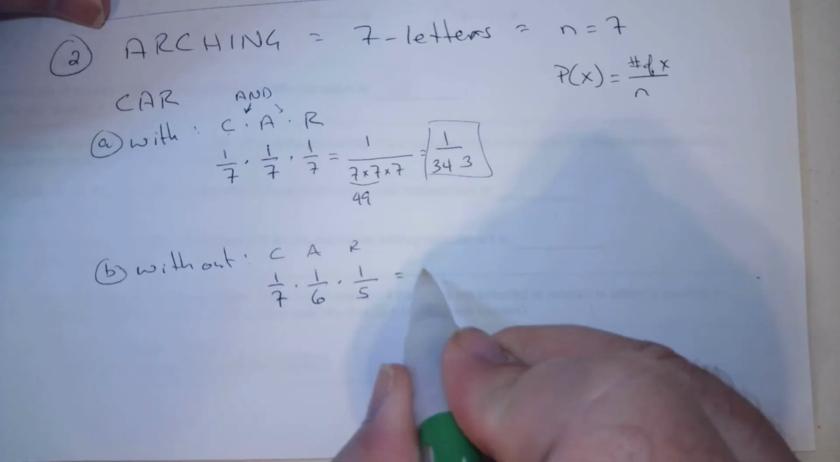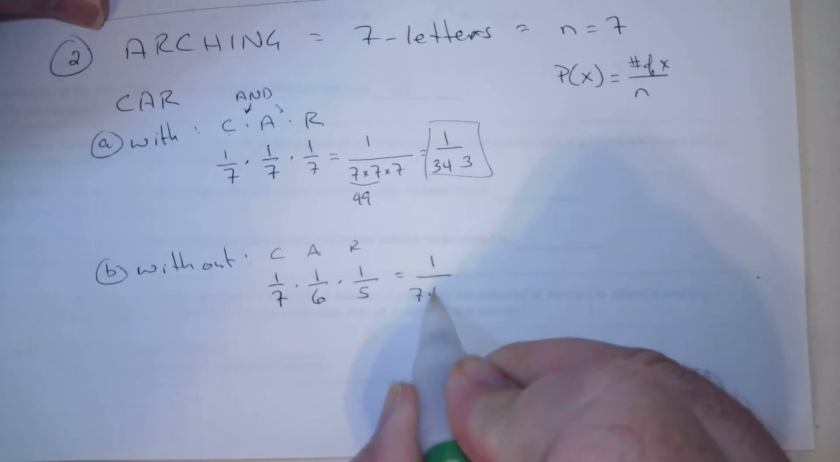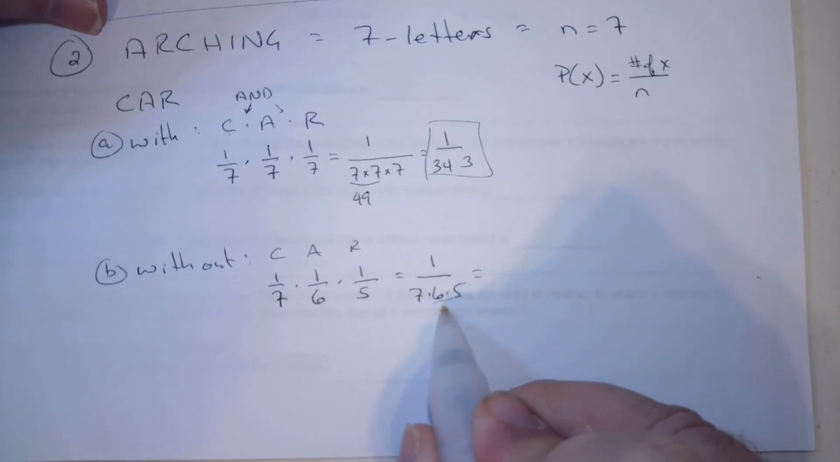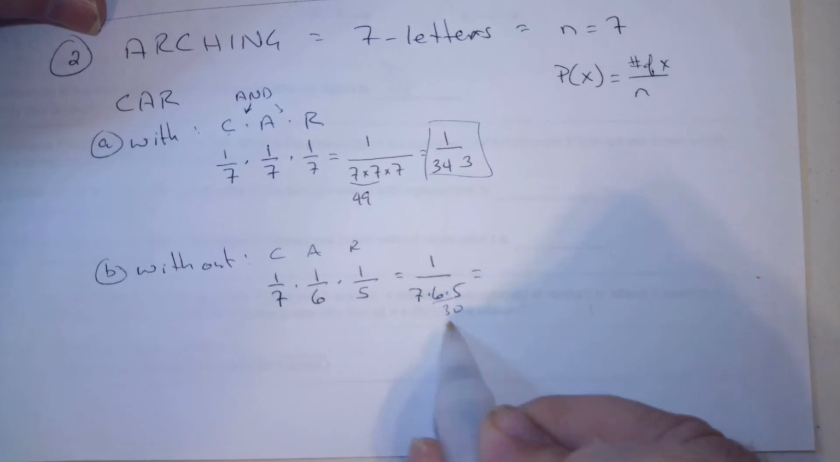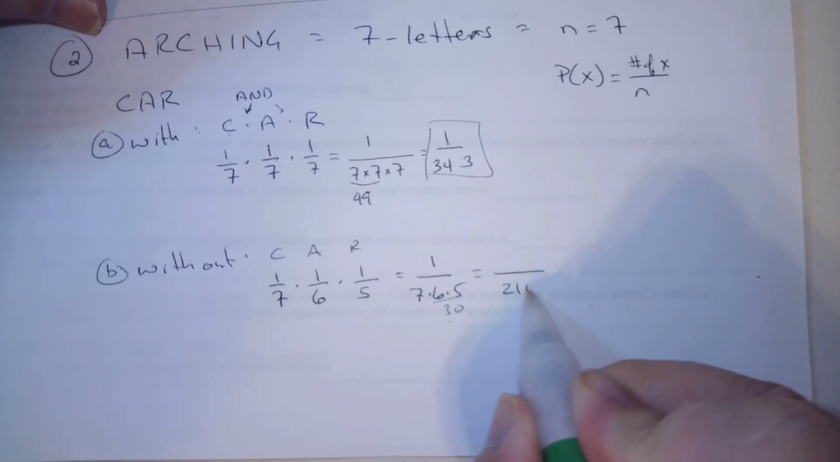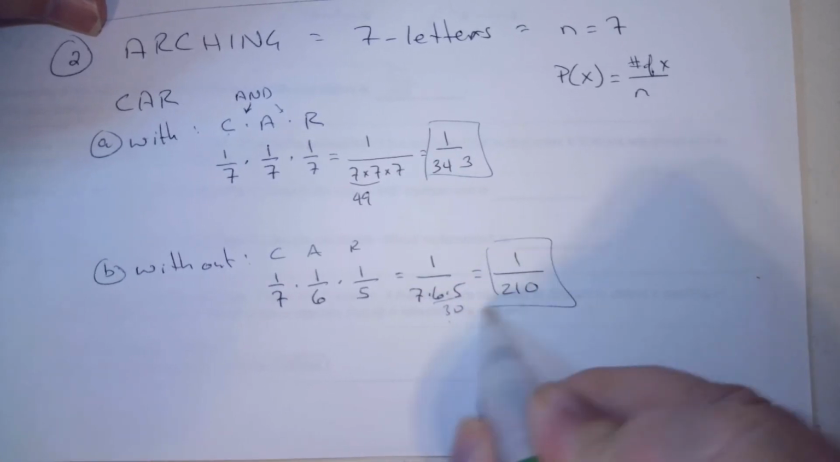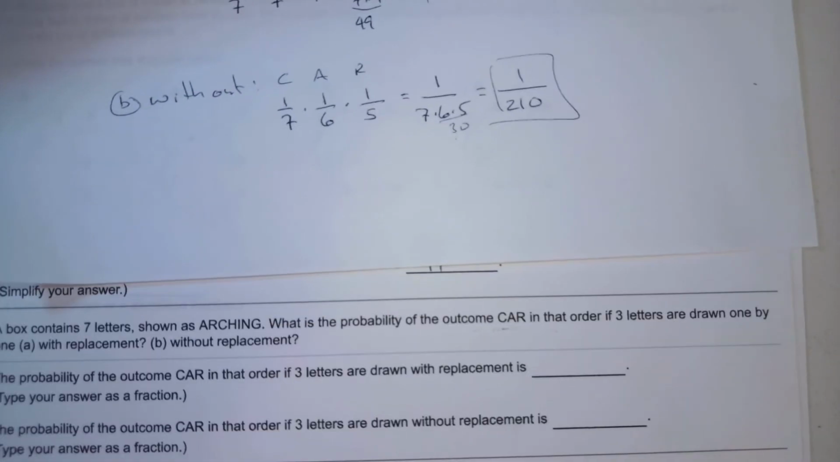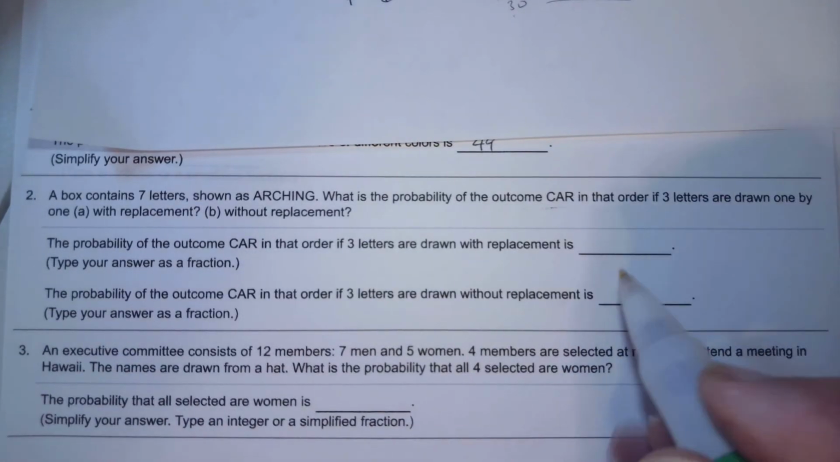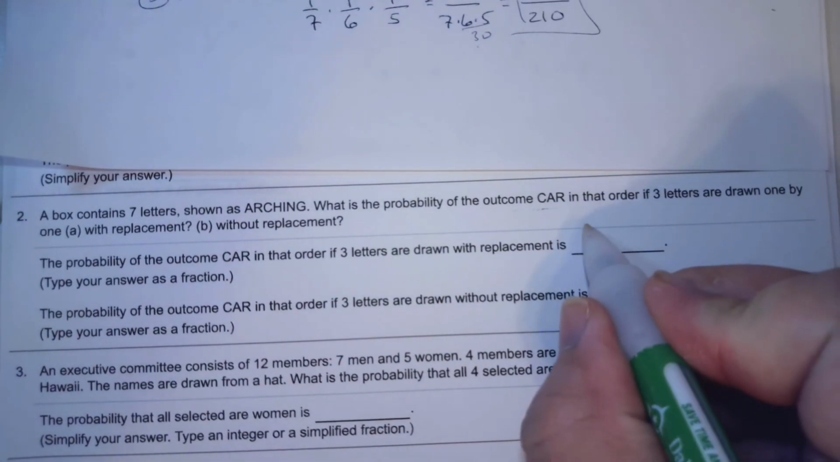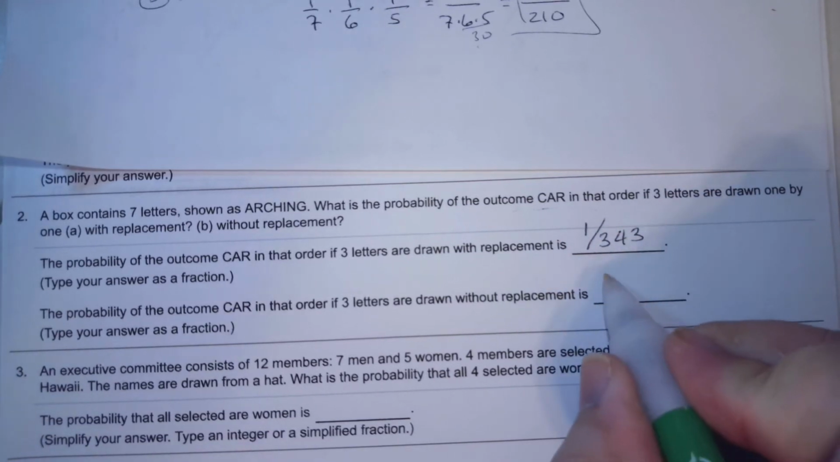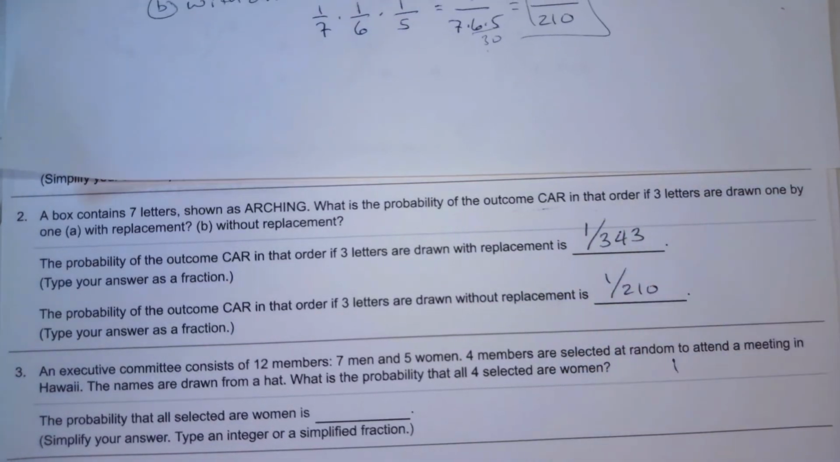Nothing cancels, multiply across. 1 times 1 times 1 is 1. 7 times 6 times 5. 6 times 5 is 30. 7 times 3 is 21 with a 0 behind it. So those are the probabilities of those events happening. So 1 over 343 and 1 over 210.